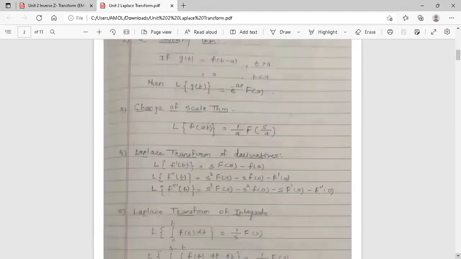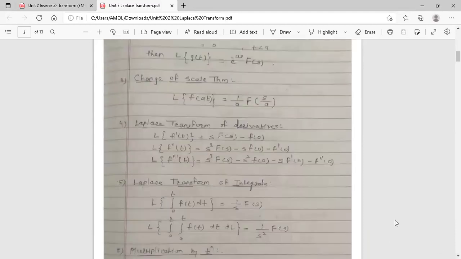Then the next property is Laplace transform of derivative. Laplace transform of f dash of t is equal to s into f of s minus f of 0. Laplace transform of f double dash of t is equal to s square into f of s minus s into f of 0 minus f dash of 0. Laplace transform of f triple dash of t is equal to s cube f of s minus s square f of 0 minus s f dash of 0 minus f double dash of 0. So this is Laplace transform of derivative.